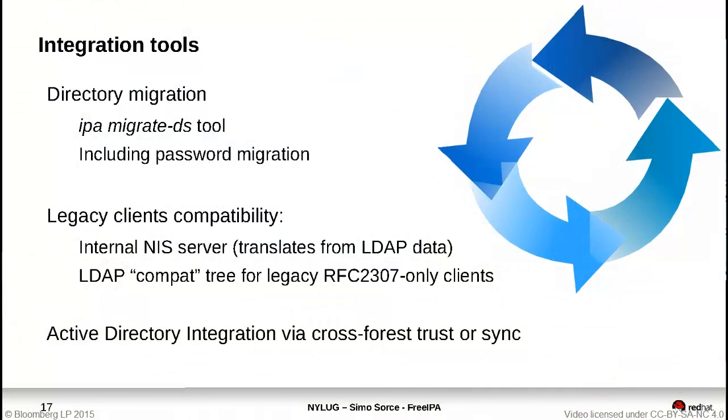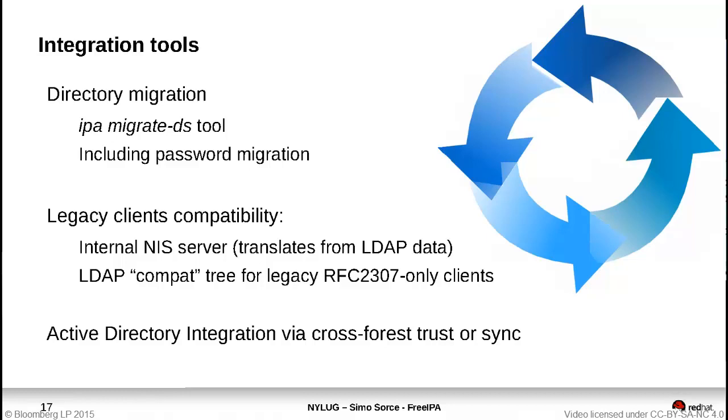One is directory migration. So if you have a legacy LDAP server that just does LDAP stuff and you want to have all the new features that FreeIPA gives you, we have this tool called IPA Migrate DS. It basically sucks all the users and groups out of your existing LDAP server and sticks them into IPA, including passwords if you have a compatible hash. And that's it. Basically, you can start pointing clients from one server to the other and slowly move them, and then you're done. You have the old LDAP server out of the way, and all the users and groups are in FreeIPA.